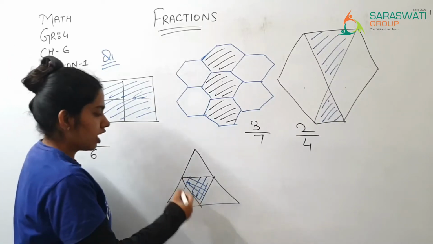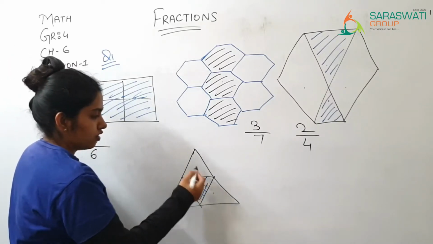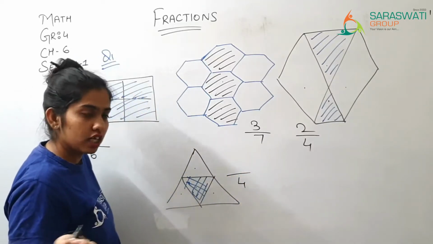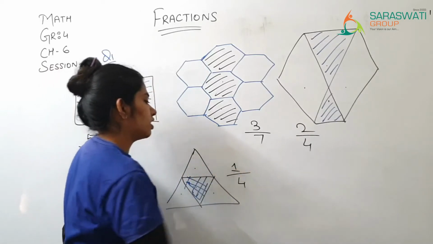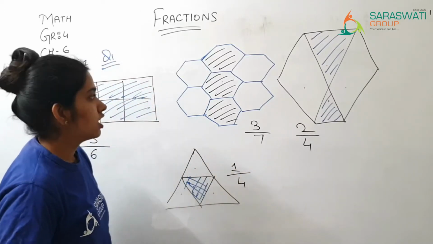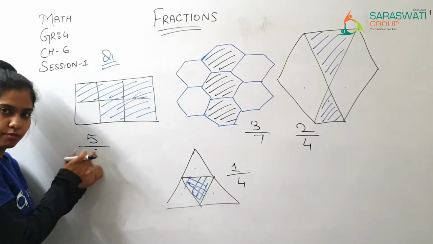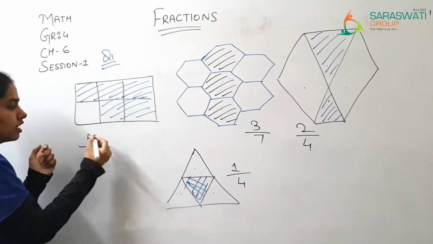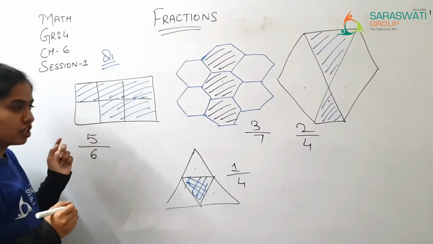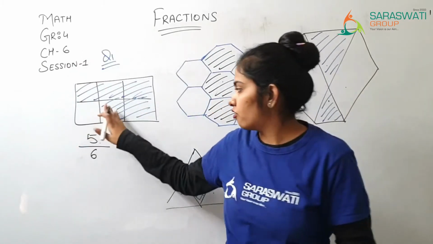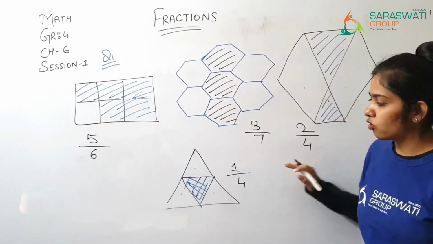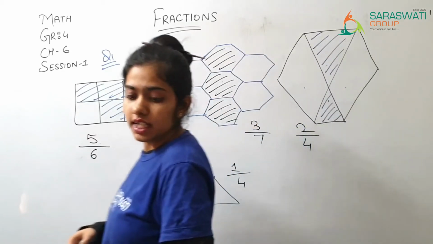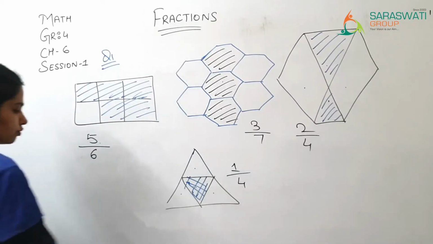Then afterward, over here, how many parts are there? 1, 2, 3, 4. 4 parts are there. So 4 in the denominator. And how many parts are shaded? Only 1. So 1 will come in the numerator. So in this way, total parts will come in the denominator and the number of parts which are shaded, જેટલા part shade કરેલા છે એ numerator માં આવશે. So these are your fractions: 5 by 6, 3 by 7, 2 by 4 and 1 by 4. So this is all about question number 1. Now let us look at question number 2.